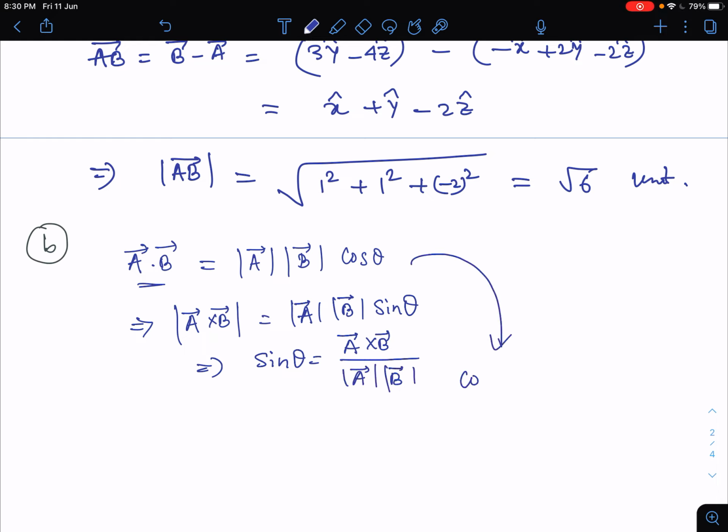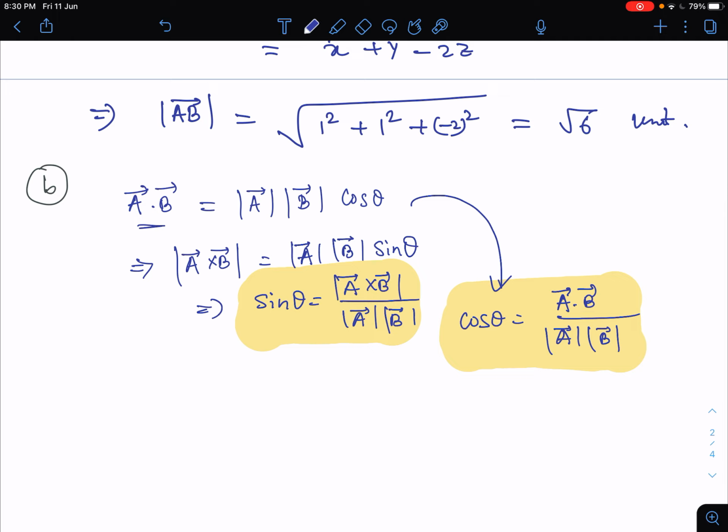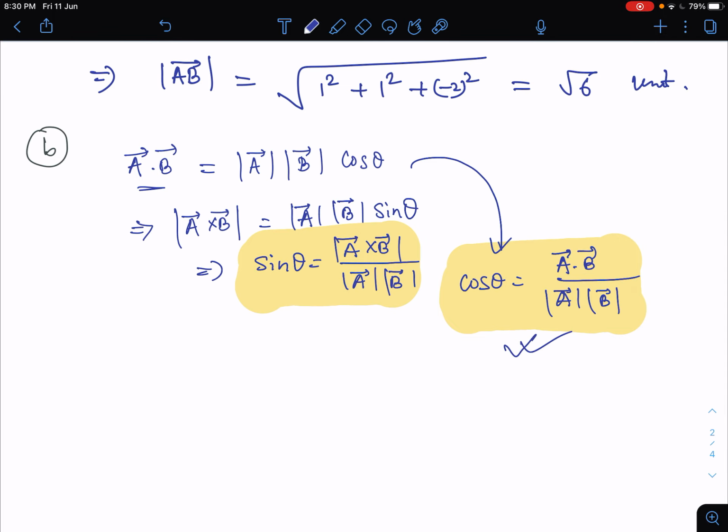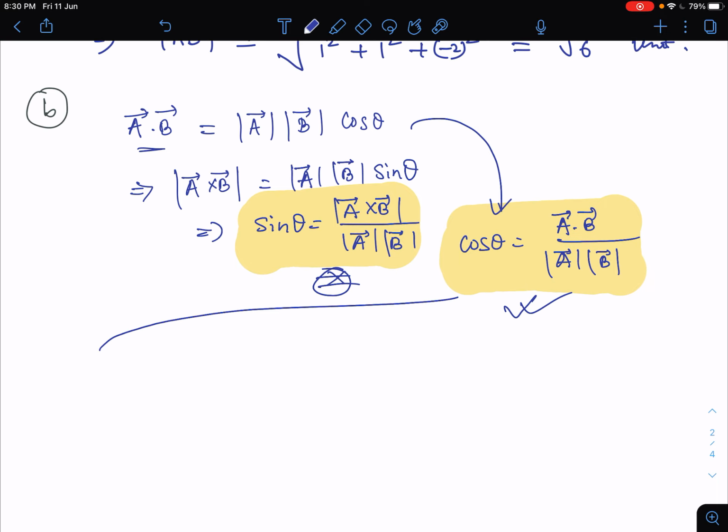Similarly, cos theta equals A dot B by mod A mod B. So you can determine the angle in two ways, from the dot product definition and from the cross product definition, but there you have to take the mod. You will see that the dot product process is much easier than the cross product, because for the cross product the determinant formalism will come. So we are using this process.